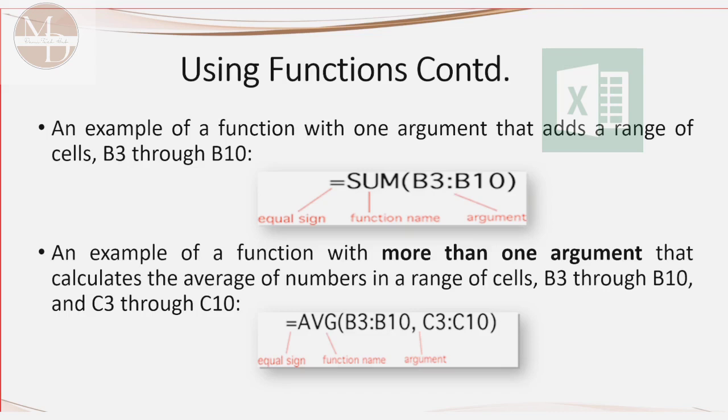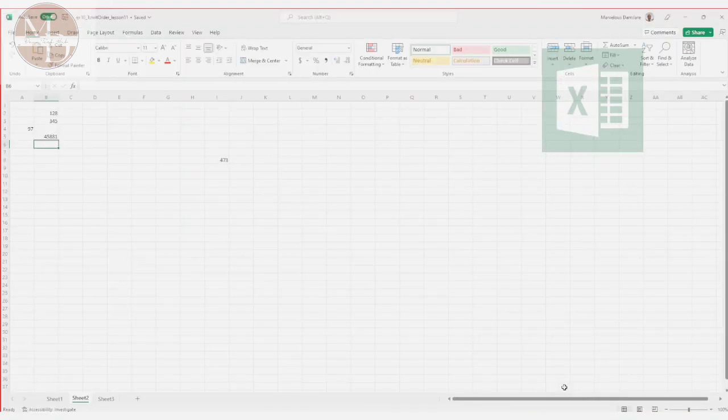Now look at this. If you see the screen, you find out that I am having two different things here. The first part is the one with one argument. We are going to write some numbers from B3 to B10 and C3 to C10. Then we perform this sum, we perform the average operation. Let's go there.